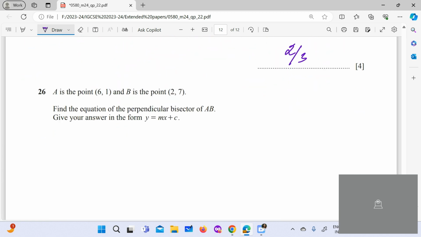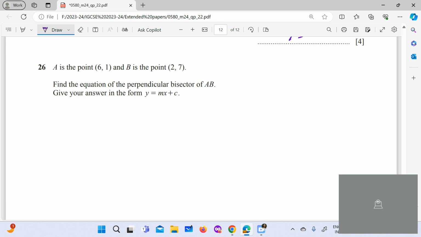Now, A is the point (6, 1) and B is the point (2, 7). Find the equation of the perpendicular bisector of AB. Give your answer in the form y = mx + c. So again, this question is about the equation of a line, but your line is a perpendicular bisector. The words perpendicular bisector mean that the line is passing through the midpoint. Let's see how it looks.